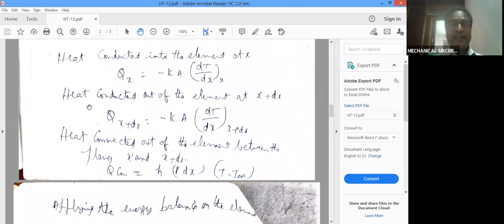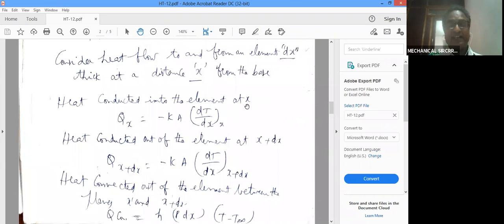Heat conducted into the element at a given location at a distance x from the base is qx. But how do you calculate qx? Already explained, from Fourier's law of heat conduction, the conduction transfer qx is equal to minus KA dT by dx at a given location x.